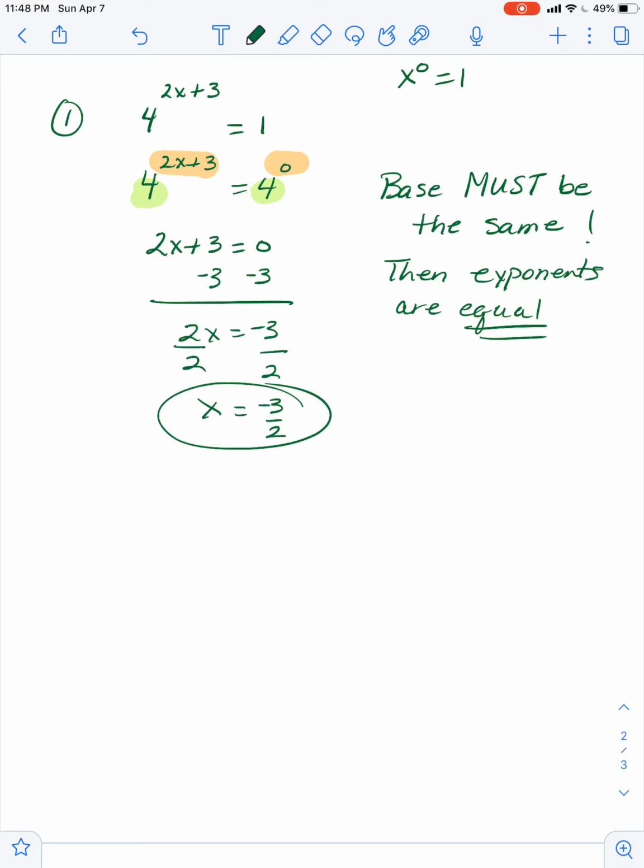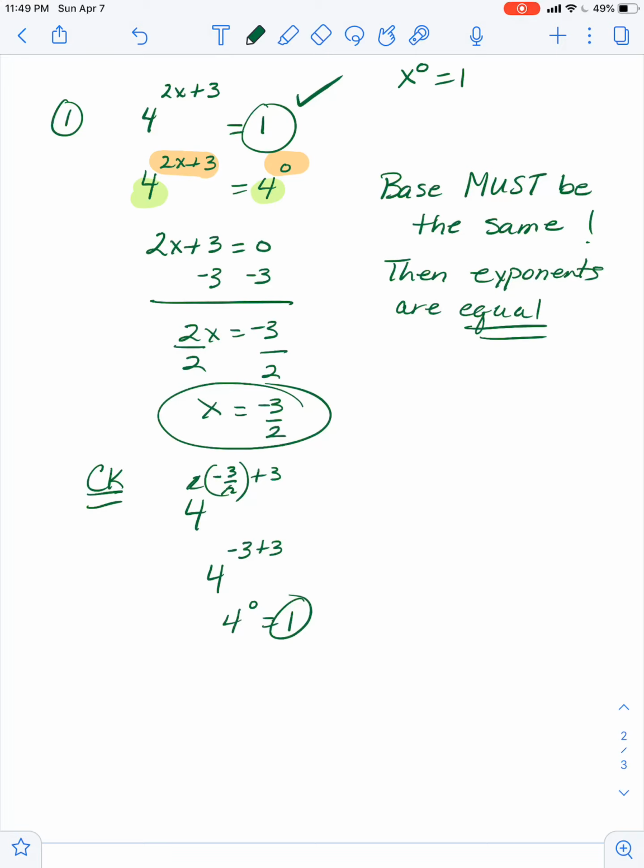Now we can do a quick check. So 4 to the negative 3 halves, times 2, going back up to my problem, plus 3. When I multiply here, the 2's are going to cancel. I'm going to get a negative 3 left, plus 3, which is 4 to the 0, which is 1, which is what my original problem was equal to. Therefore, it checks.